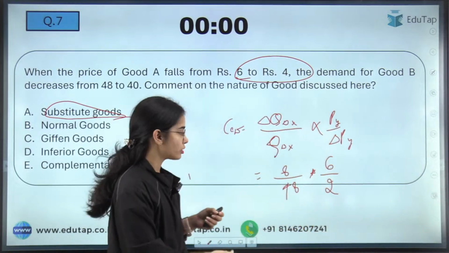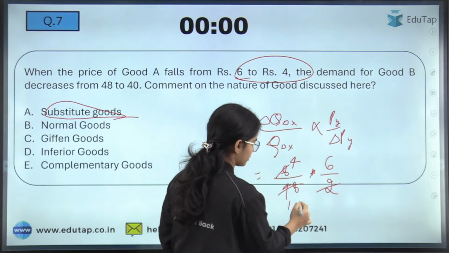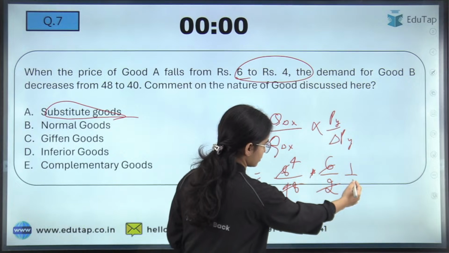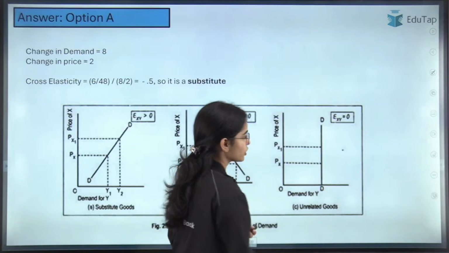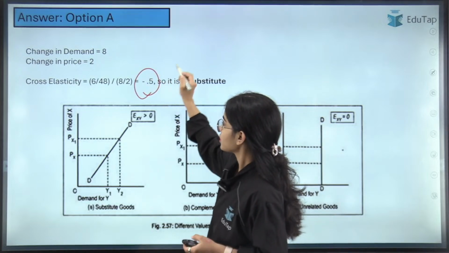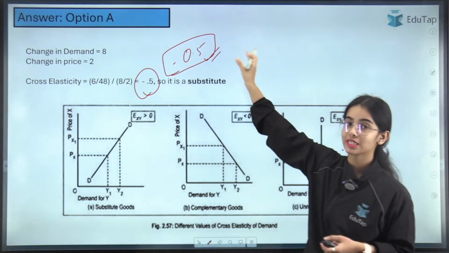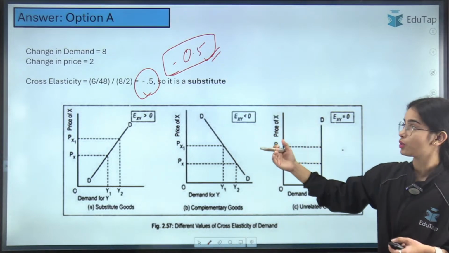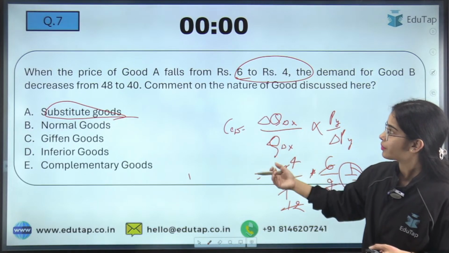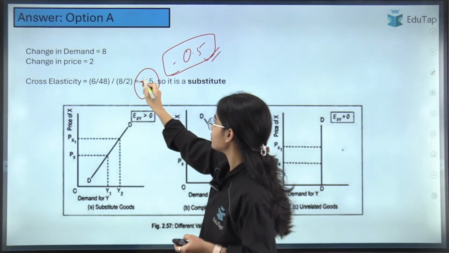So can you solve this out? So 1 upon 2. So the answer will be how much? 0.5. The answer is 0.5, and it has a negative sign. That means it is a substitute good. Okay, sorry, it should have a positive sign.